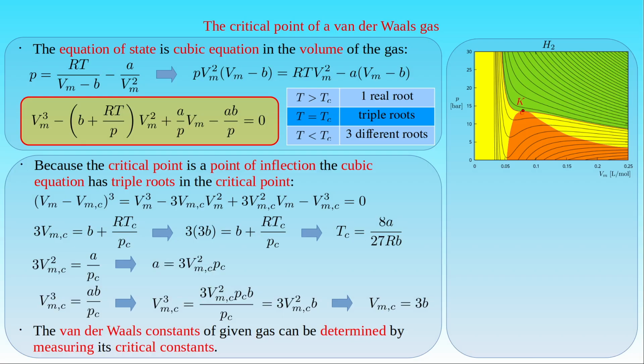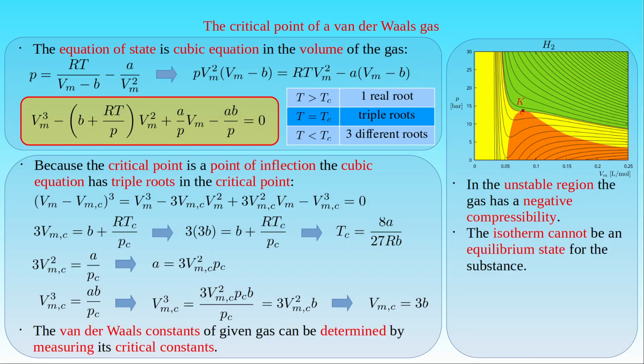each isotherm has a point of inflection between a local minimum and a local maximum. This fact has already been established from the isotherms of hydrogen, oxygen and butane, and we also saw that minima and maxima of the isotherms enclose an unstable region indicated by the orange area in the diagram. In the unstable region the pressure increases with volume, that is the gas has a negative compressibility. This means that any isotherm passing through this region cannot be an equilibrium state for the gas or the substance.